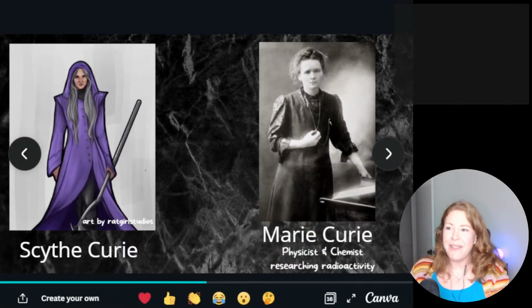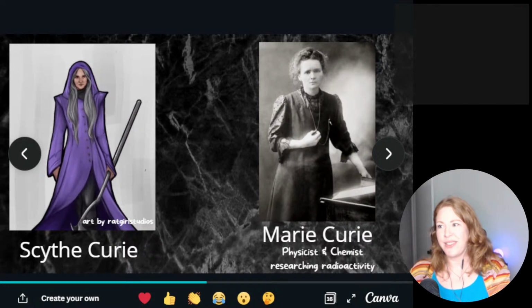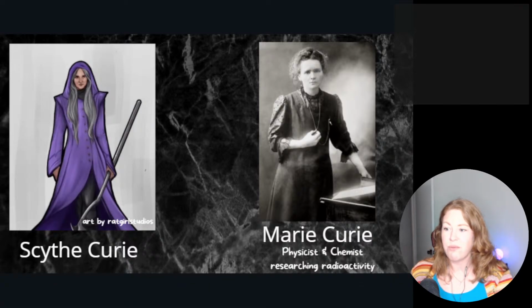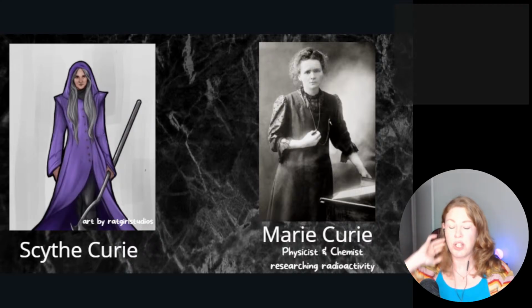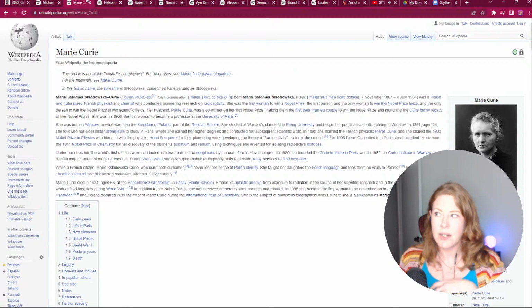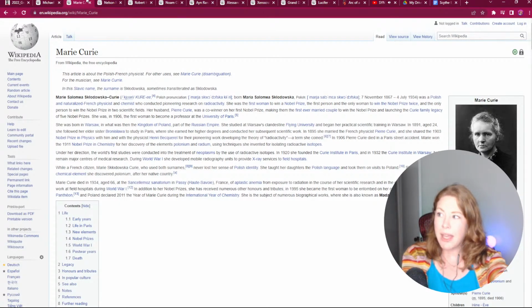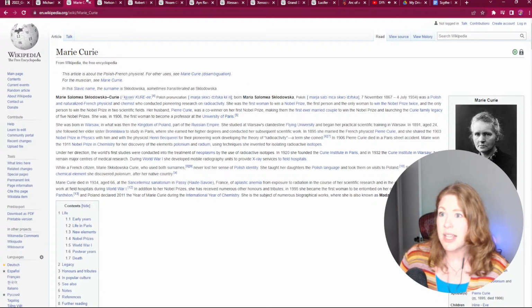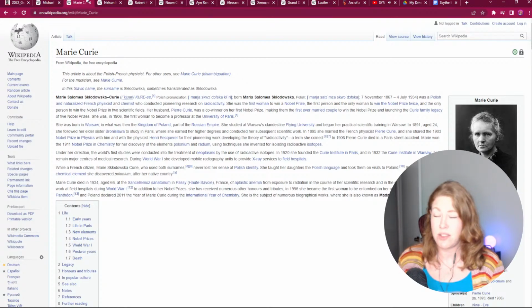Anyway, Scythe Curie is named after none other than Marie Curie, who is a physicist and chemist researching radioactivity. So Marie Curie is actually huge, and I feel like it does fit with Scythe Curie's character. So Marie Salomea Sklodowska Curie is a Polish naturalized French physicist.